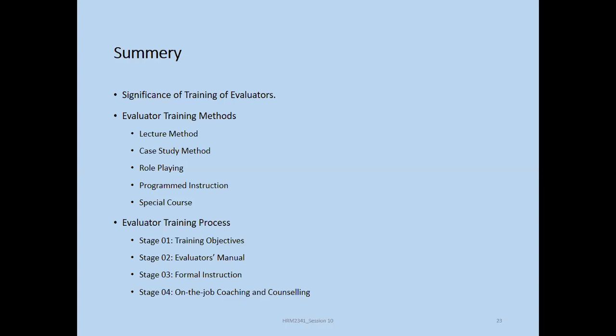Then we moved to the evaluator training process. With that, we discussed 4 stages of the evaluator training process. Training objectives should be established. Then the second stage, the evaluator manual should be developed. Then the third step, formal instruction. We discussed what formal instruction is and the content of a good formal instruction program. Then the fourth stage, on the job coaching and counseling.